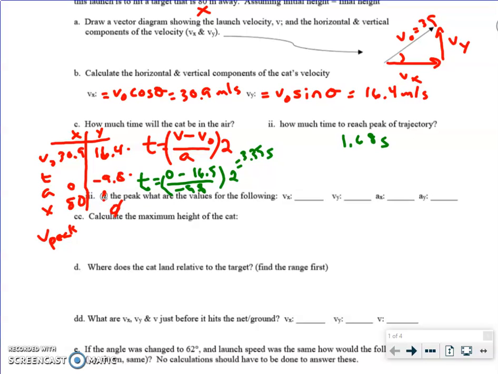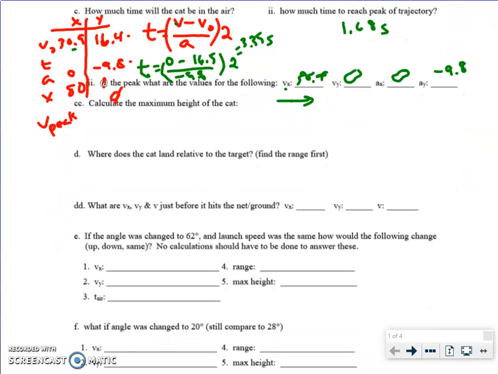All right, next one. At the peak, what are the values of the following? Vx. Okay, how fast is it moving horizontally? Well, the key thing we remember is horizontal velocity is constant, so it's the same as what we originally found, that 30.9. What's going to be its vertical velocity? At the peak, we use that information to say 0. Sorry, this is warped. It's a stupid smart board. And then this is always negative 9.8. So notice that it's always moving in a horizontal direction and it's always accelerating in the vertical direction.